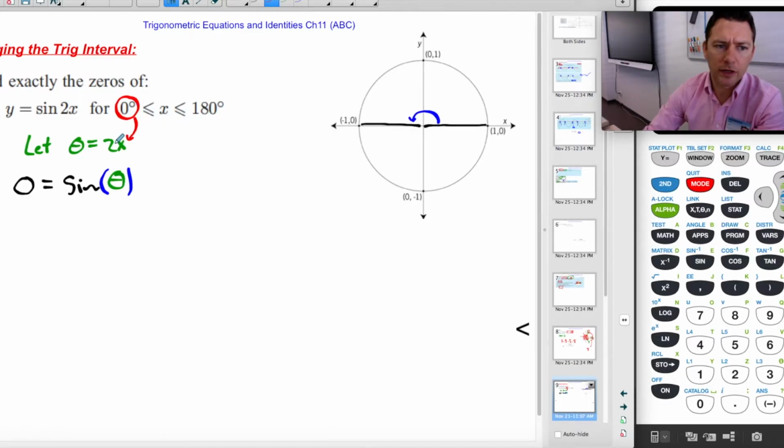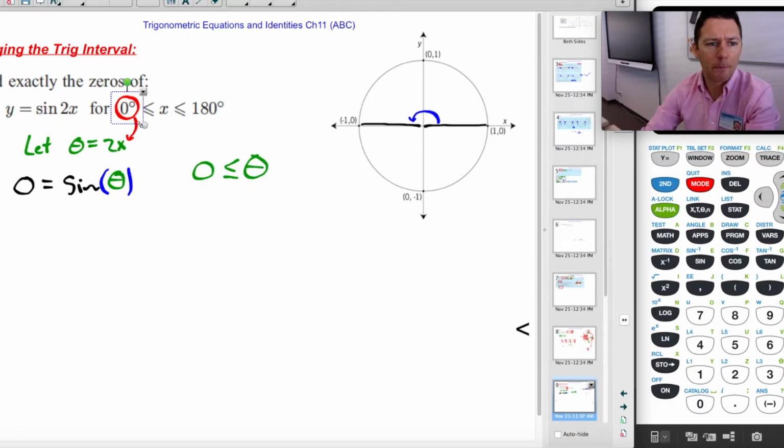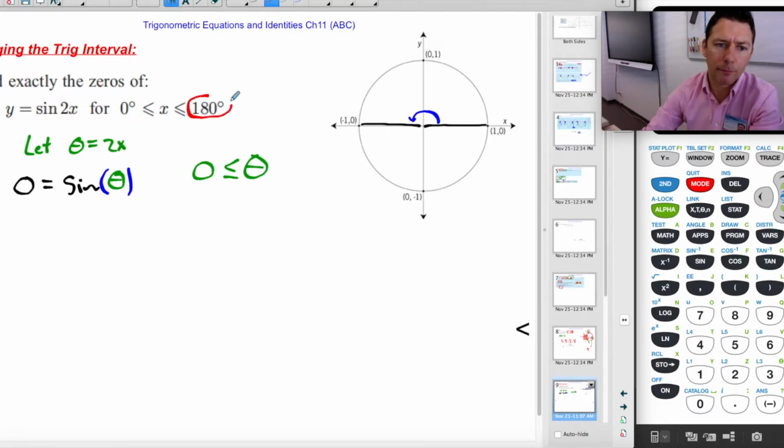So if you put 0 in here, the smallest thing you'd get for theta would be also 0. 2 times 0 is 0. So theta is going to be bigger than 0 because of that. So now think about what's the biggest thing that x could be. Well, biggest thing is 180. So if you plug 180 into there, what's the biggest thing that will come out for theta? Well, it's 2 times 180, so it's 360.